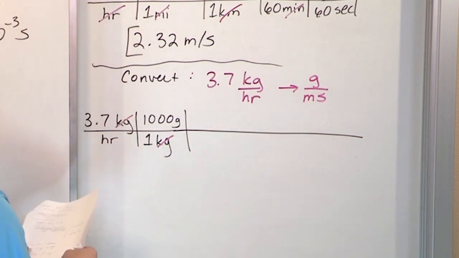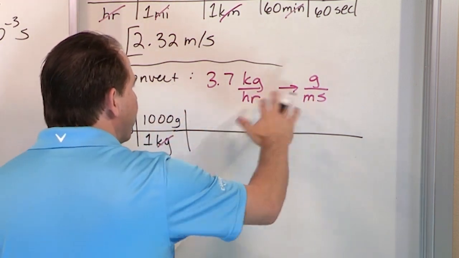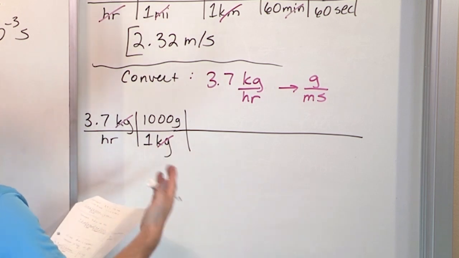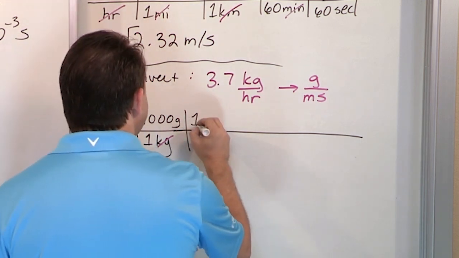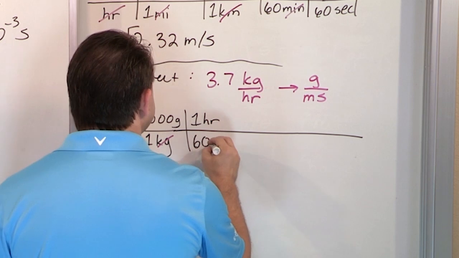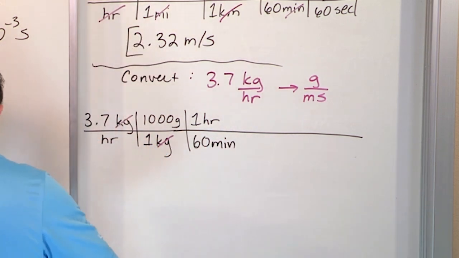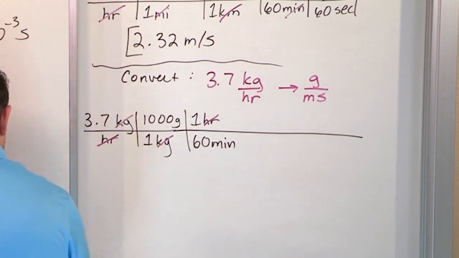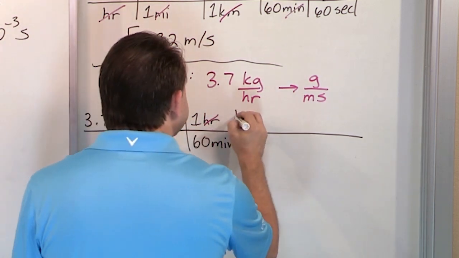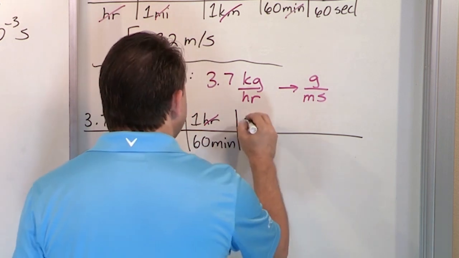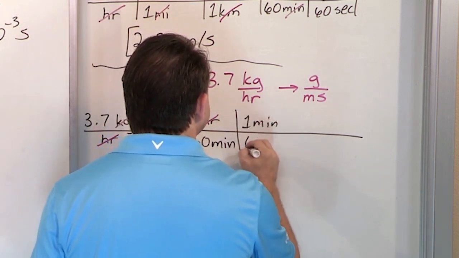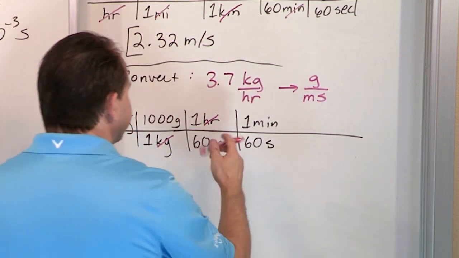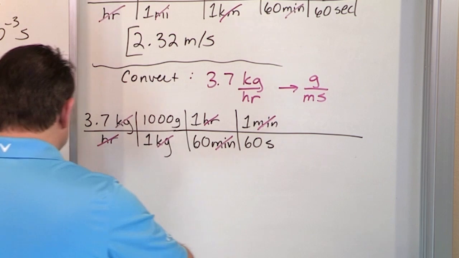So I know I start with hours. I don't know how many milliseconds are in an hour. I could probably calculate it, but even that's cumbersome. So I just inch it along. I say 1 hour is 60 minutes. Okay, that seems to have worked because I canceled the hours and now I have minutes. Then I also know separately that 1 minute is 60 seconds. So that's great because I canceled minutes and I'm left with seconds on the bottom.